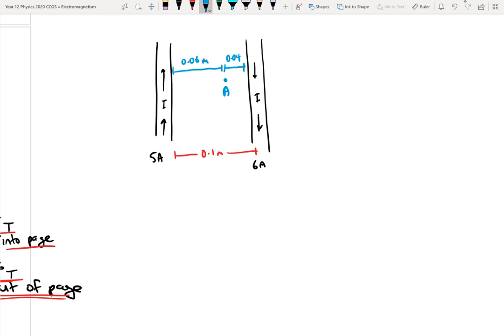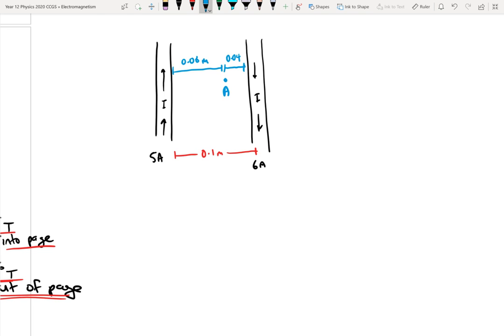On the left wire, it's producing it into the page. Just remember that. Okay, let's look at the right wire. Oh, look, at point A, it's going into the page. So we could say that in between the two wires, they're working together. This is very similar to the solenoid.